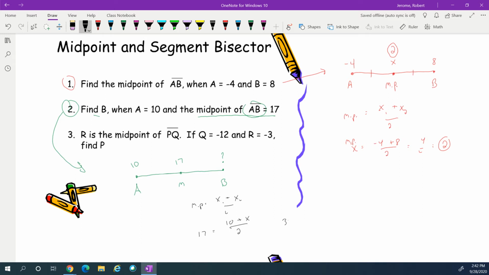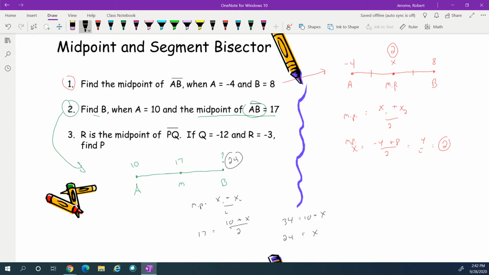We do a little cross multiplication. And of course, subtract 10, and we get 24. So this end has to be at 24. And again, we can check it using distance. 10 to 17 is 7 units, and 17 to 24 is another 7 units. So M is exactly in the middle.